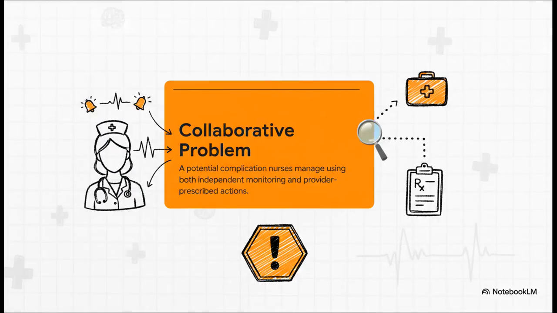But it's not always black and white. There's this gray area called a collaborative problem. Think of these as potential complications that you can't fix all by yourself, but you are the absolute frontline defense. You're the early warning system for scary stuff like a hemorrhage or a seizure. Your job is to monitor and then collaborate with the provider.